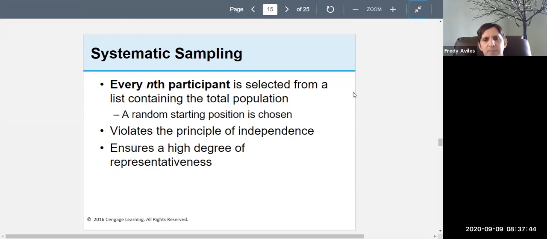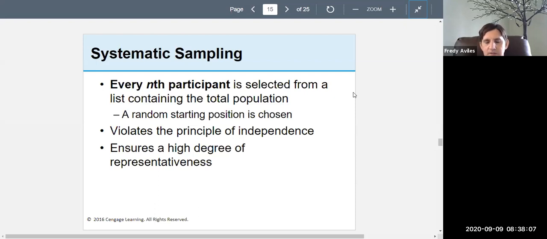With systematic sampling, basically what you do is you select every nth participant. N could stand for any number, so you can select every 9th participant, every 5th participant from the list. Okay, so every nth participant is selected from a list containing the total population. You can select every 5th, every 7th, every 9th, every 13th, or something like that. You select a random starting point.